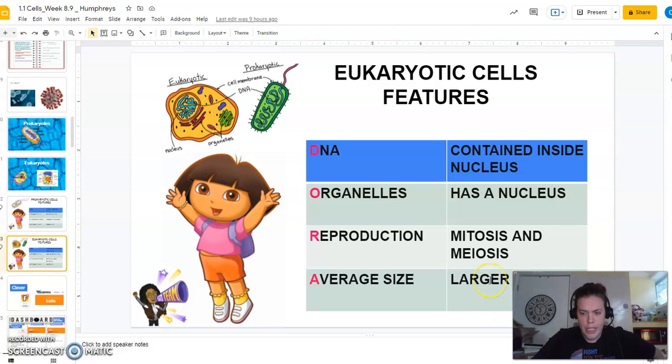But our cells are bigger. So they have to have a bunch of them, but because they're smaller, they can make a bunch really quickly, and we can't. That's why when you get a scrape or a cut or break your bone, it takes a while for it to heal, because our cell reproduction takes a while. All right, so you do have a nucleus.